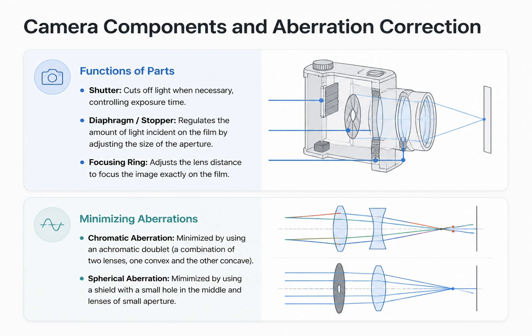Cameras also have to deal with optical defects. Chromatic aberration, which causes color fringing, is minimized by using an achromatic doublet, a combination of a convex and a concave lens. Spherical aberration, which causes blurriness at the edges, is minimized by using a shield with a small hole, restricting light to the center of the lens.